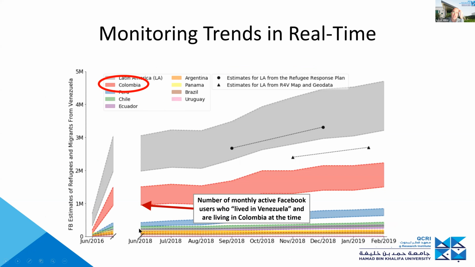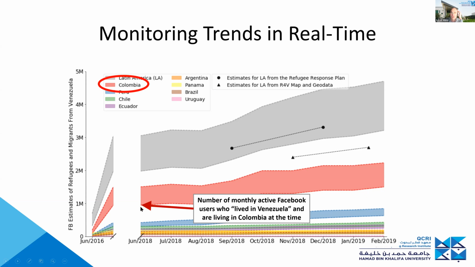This is data we collected in June 2018. This specific data point is just the raw number that you could manually read off the interface of how many Facebook users used to live in Venezuela but at that time were living in Colombia. So this is the raw estimate.